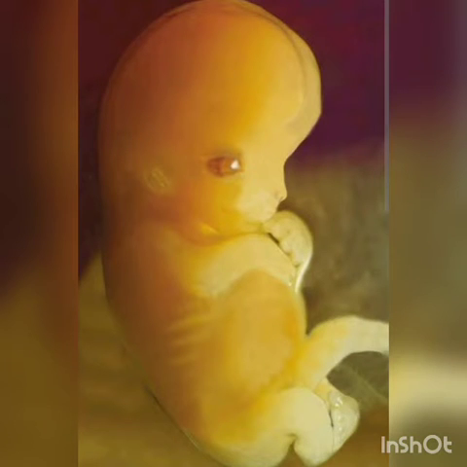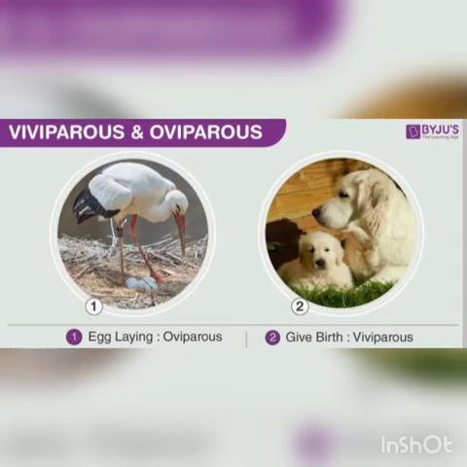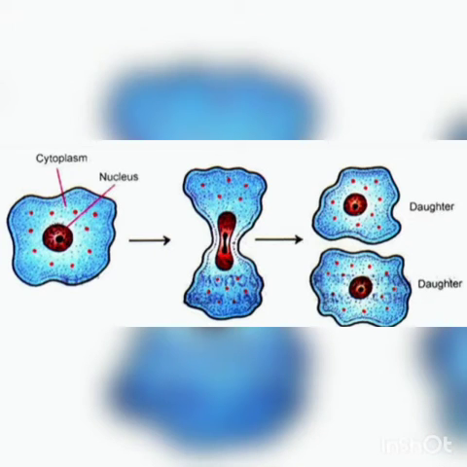In sexual reproduction, based on the embryo reproduction, there are two different types of animals. They are oviparous and viviparous. And asexual reproduction has four types. In asexual reproduction, a single parent divides into two new offspring.